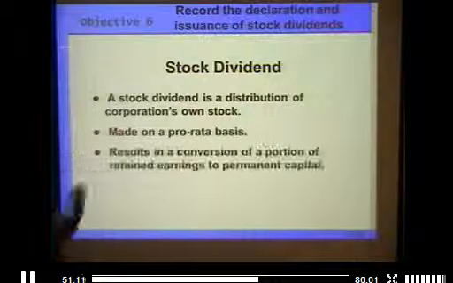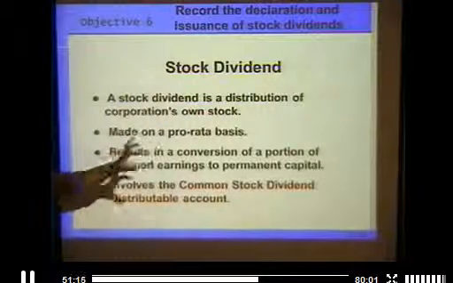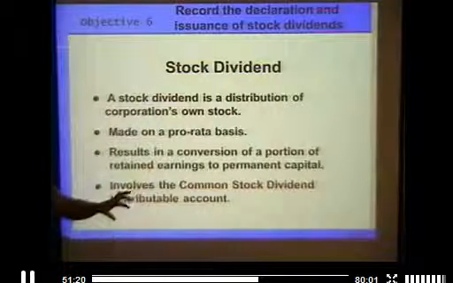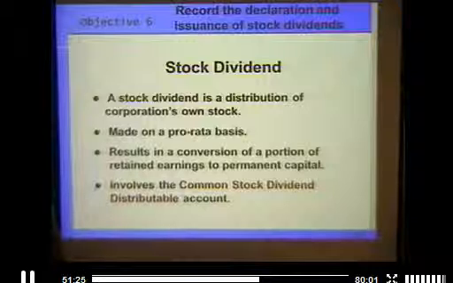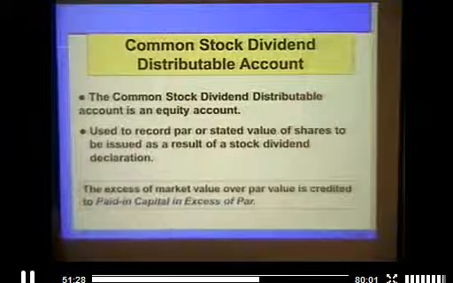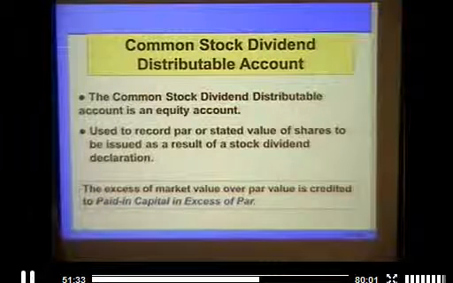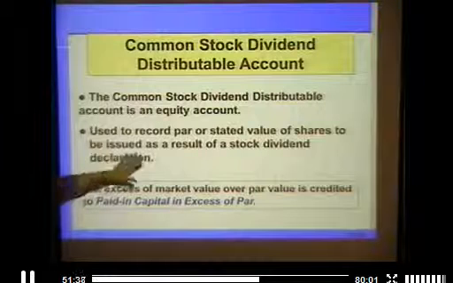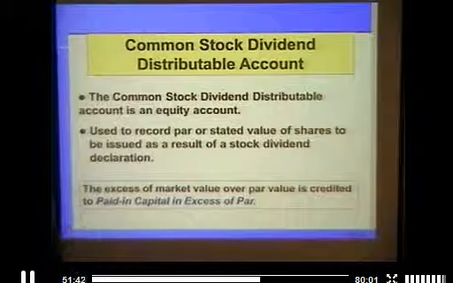A stock dividend is when they issue more stock, maybe made pro rata, based on how much you own. If you own 10% of the company's stock, you'll get 10% of the amount we're allocating in stock. It involves an account called Common Stock Dividend Distributable. It's an equity account, used to record shares that are going to be issued as a result of a stock dividend declaration. In other words, we're sending them out in stock.